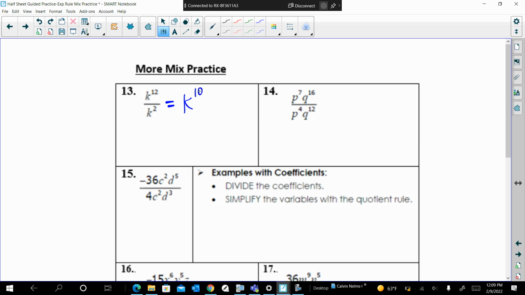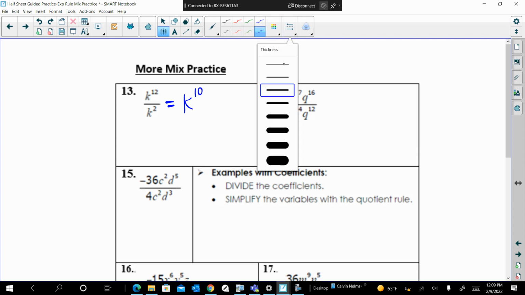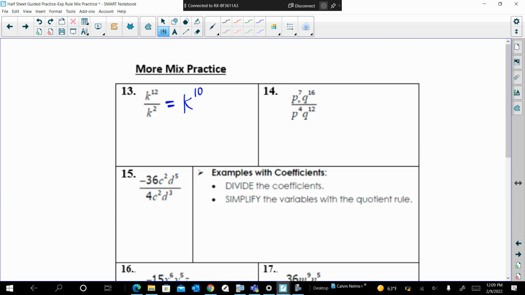All right, so on 14, just because you got more variables doesn't mean you change the rule. You just do one at a time, okay? So if I look at my p, what does this p get simplified to? Yeah, p to the third power, p cubed. All right, then I go to my q to the 16th divided by q to the 12th, or 16 minus 12 gives me q to the fourth power, and that is our final answer.